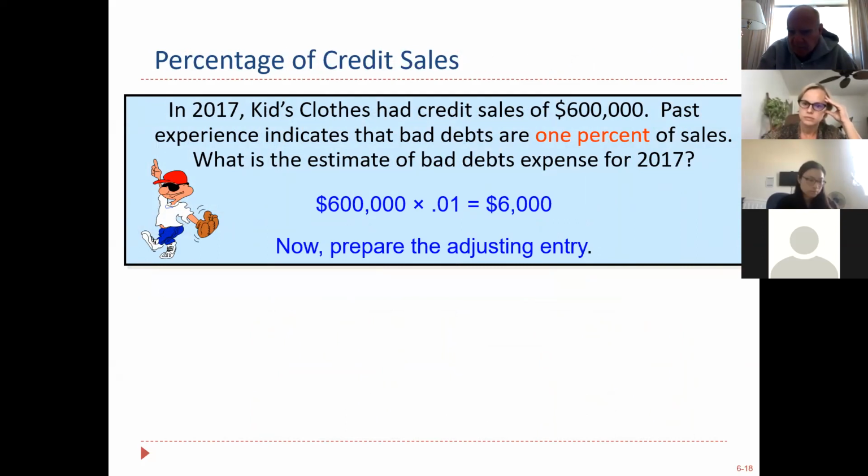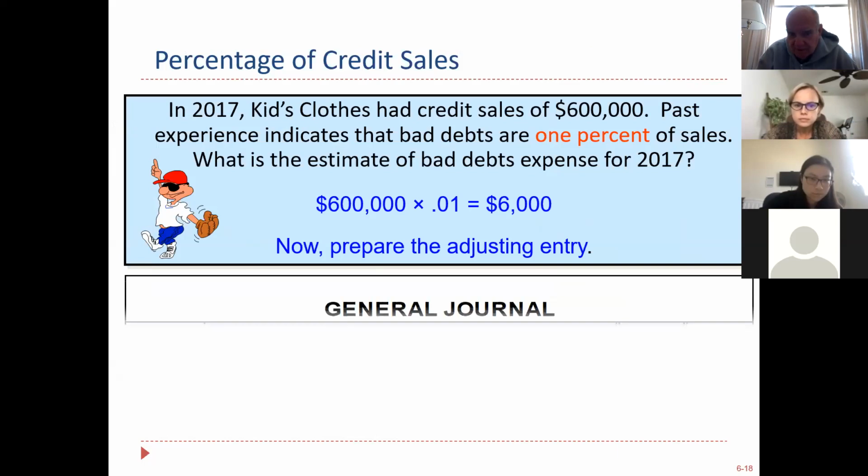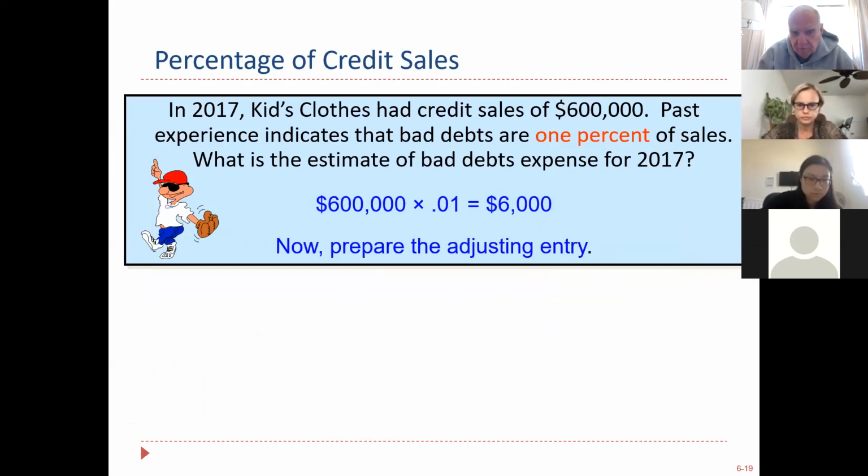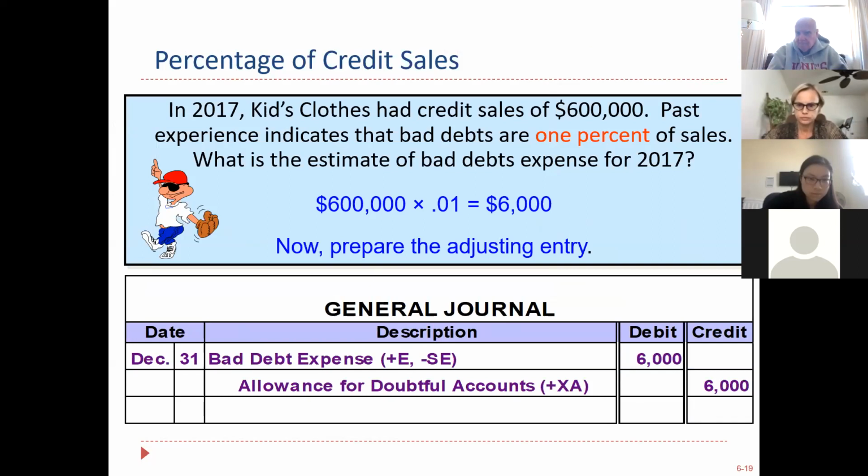So Callie, tell me the journal entry. What are we debiting, crediting for $6,000? We're recording the bad debt expense, right? So take a look at the journal entry. I know it's a little tricky when we get started. You debit bad debt expense and credit the allowance.